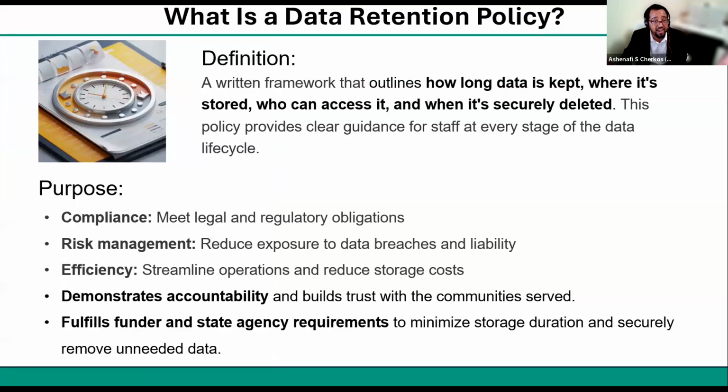Okay, so let's define what a data retention policy means. It's a written framework that outlines how long data is kept, where it is stored, who can access it, and when it is securely deleted. In other terms, a data retention policy is really simple, right? It covers how long we can keep information, where it is stored, who is allowed to see it, and when we securely delete it. So the goal here is to keep information only for as long as it is truly needed.